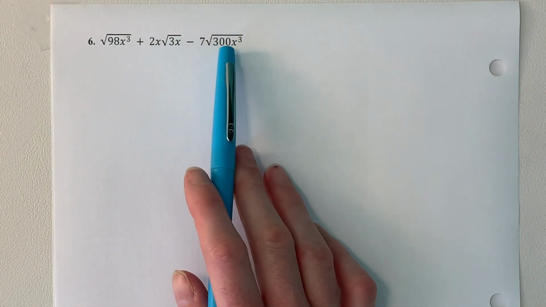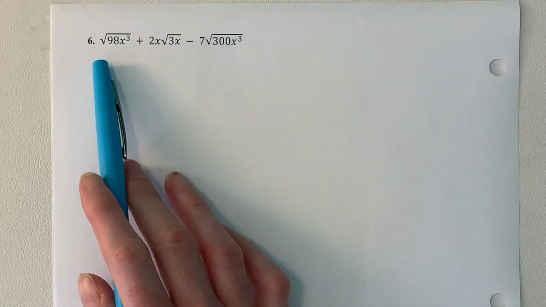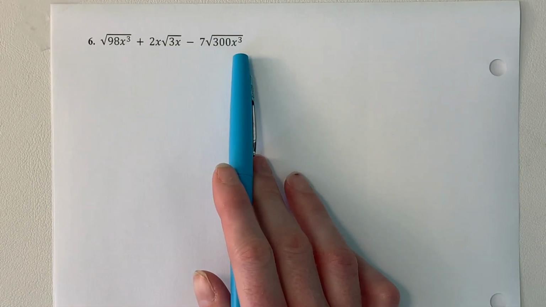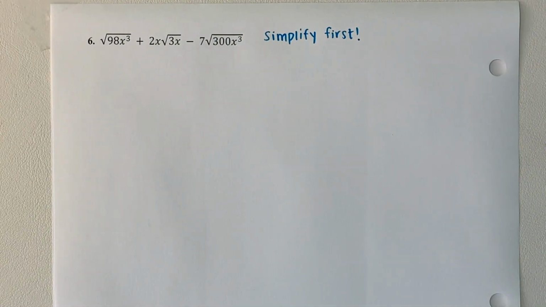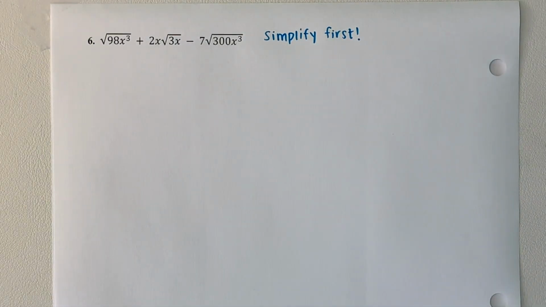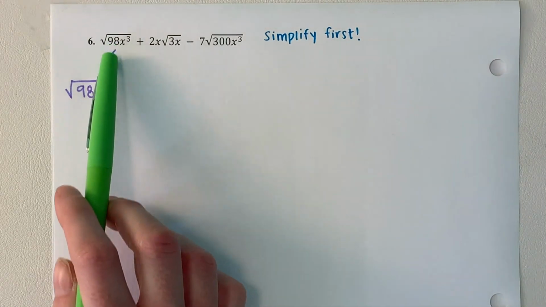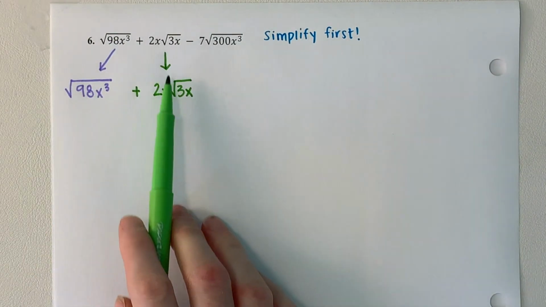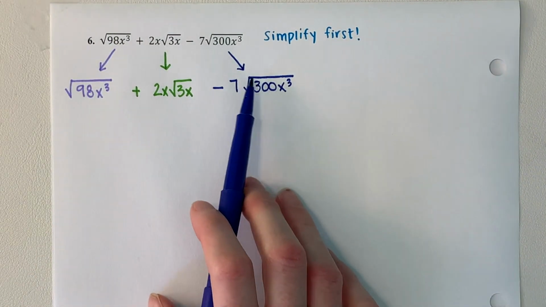Let's take a look at this next example. Remember, you can only add or subtract radicals if they are like radicals. These expressions are not like radicals because they have different radical bases. So as written, we cannot add or subtract these radicals. Let's try simplifying them. Maybe after we simplify these radicals, we will have like radicals. I'm going to simplify this first radical in purple, this second radical in green, and this third radical in blue.